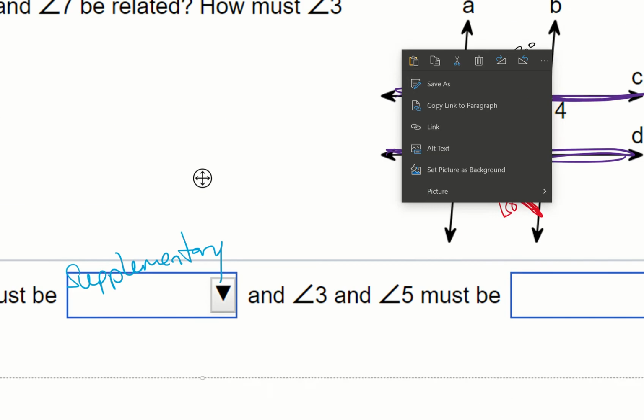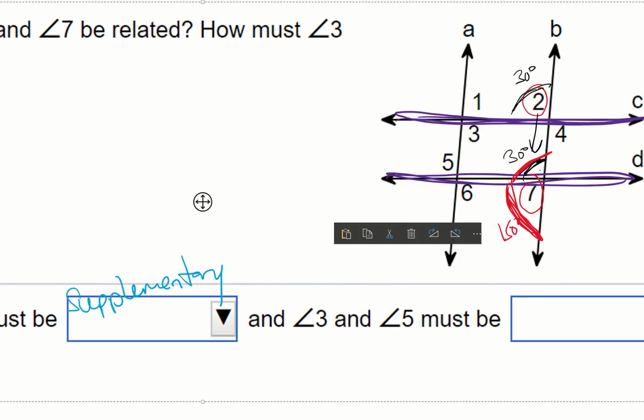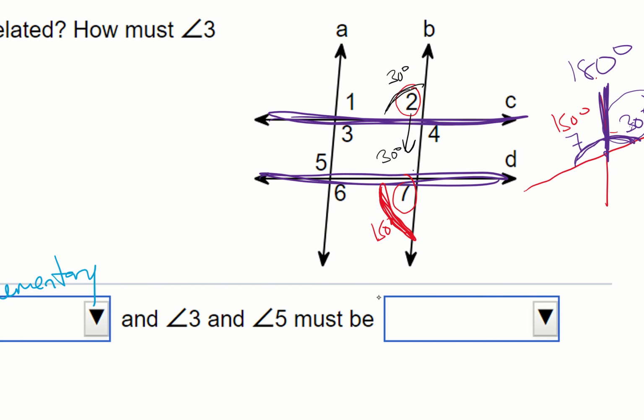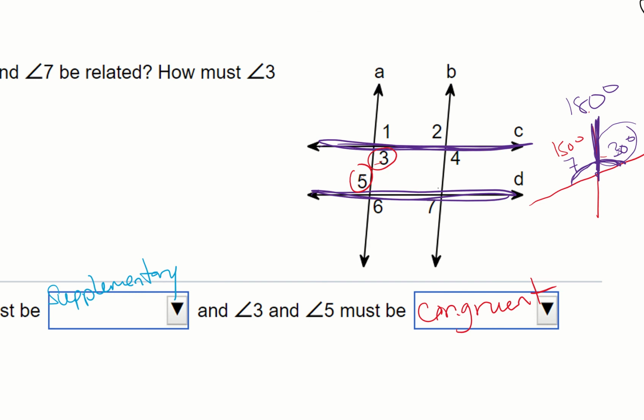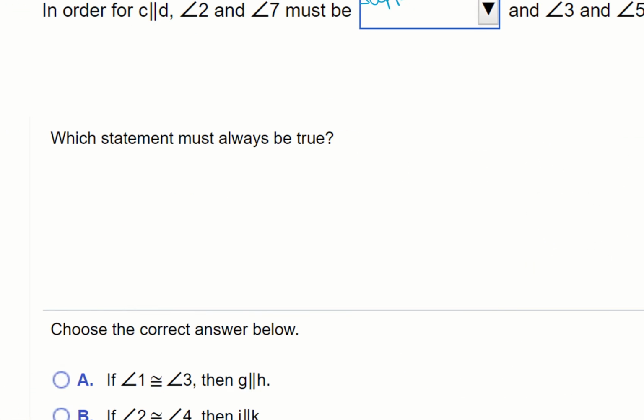Angle 3 and angle 5, on the other hand, let's look at angle 3 and angle 5. So if we just focus on angle 3 and angle 5, these two angles, well, those are alternate interior angles, because they switch sides and they're on the inside. So alternate interior angles must be congruent. So this is congruent. So that one was actually pretty straightforward compared to the first one. All right, that's it for that question.